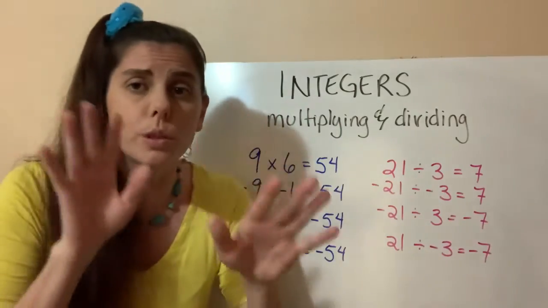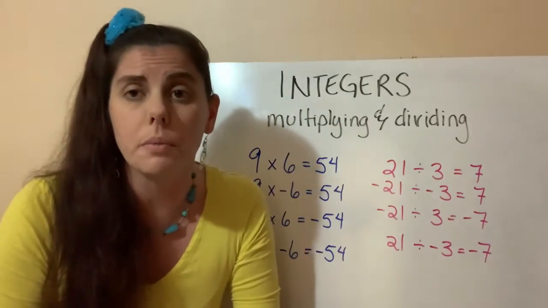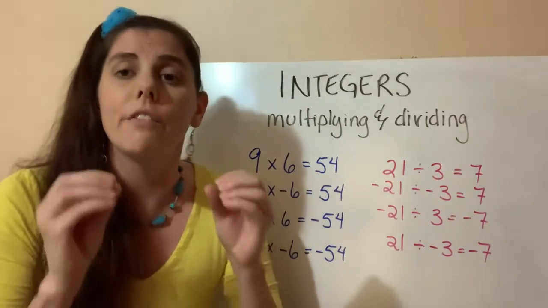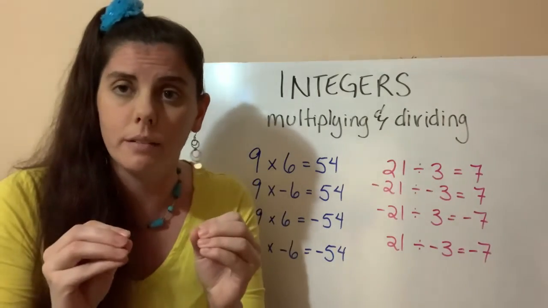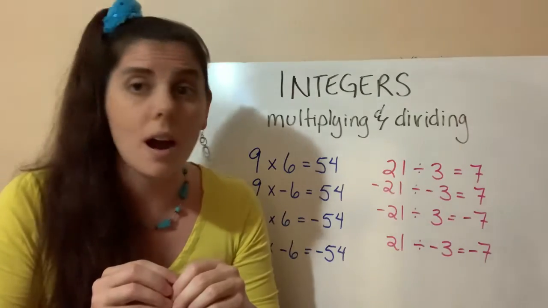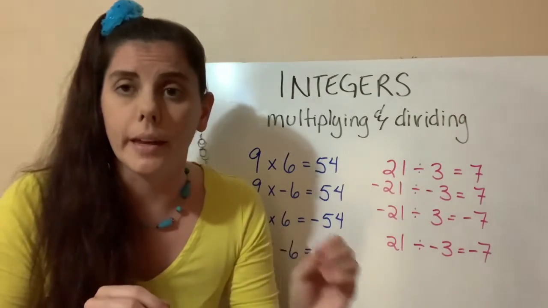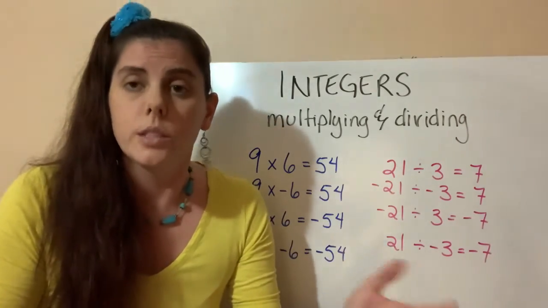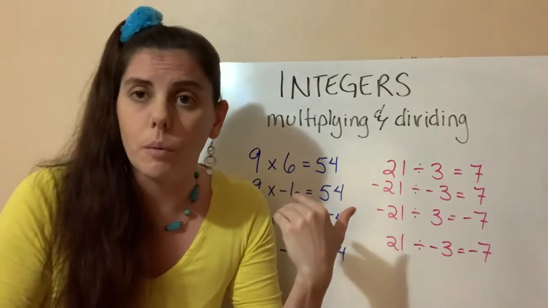So the basic rules of thumb that you want to keep in mind for multiplying and dividing integers: if the numbers have the same sign, the answer will be positive. If the numbers do not have the same sign, the answer will be negative. So let's put this into practice with a couple problems in our next video.